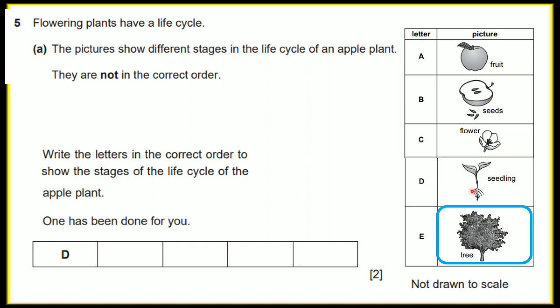Seedling will grow into a plant. So E, the plant will produce flower, C, and the flower will produce fruits. And the fruit will produce seeds. So that is the order for the life cycle based on what we have here.